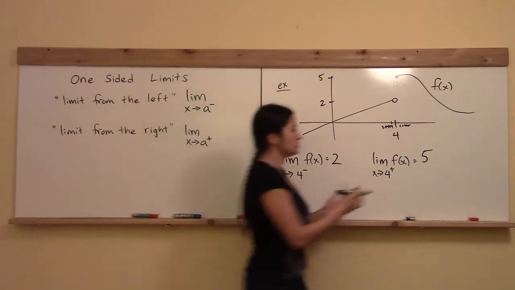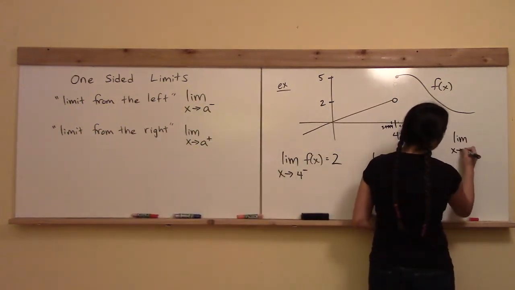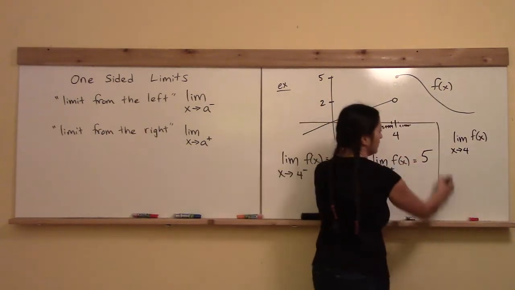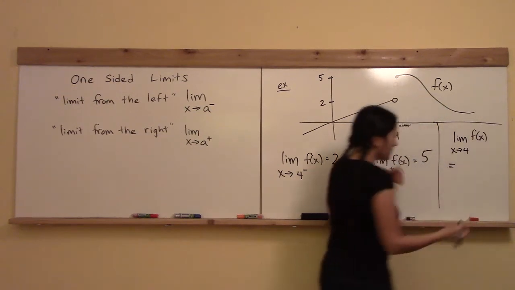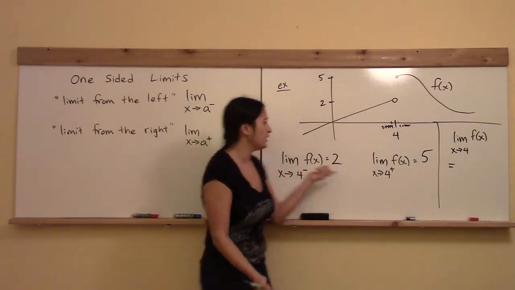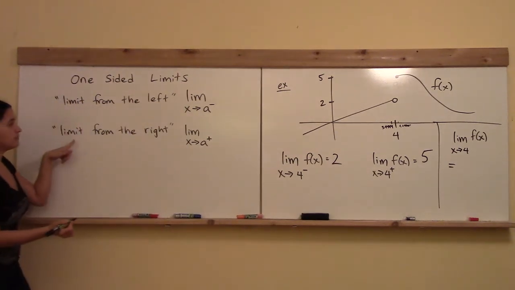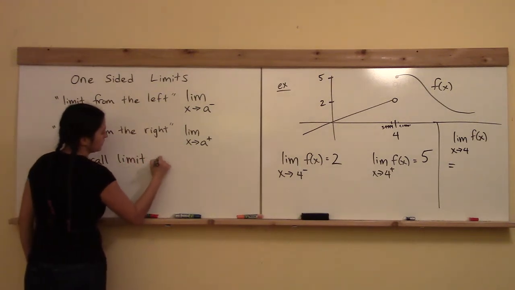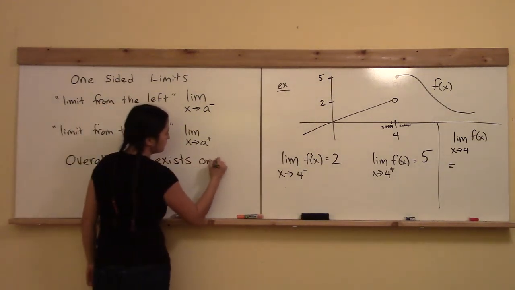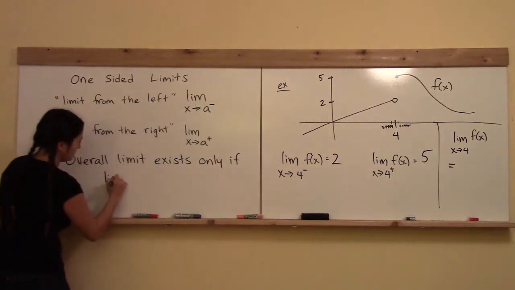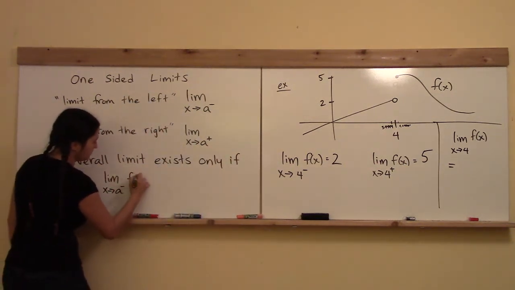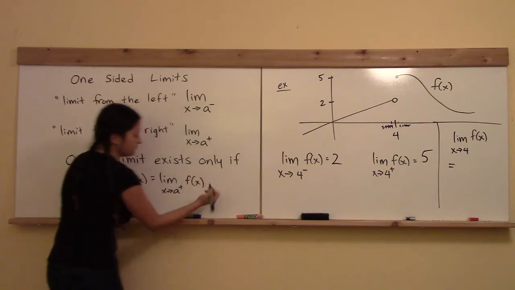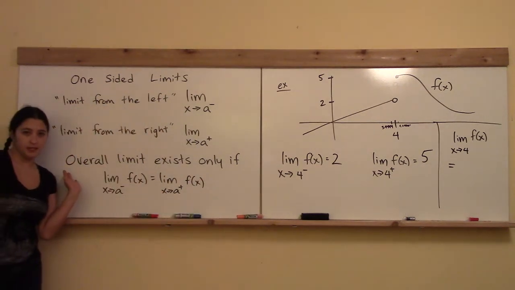But when I started talking to you, I was first introducing limits by asking what is the limit. This is what's called the overall limit over here. And the overall limit, what do you think it is? Well, I haven't told you enough yet. One thing you want to compare between the one-sided limits and the overall limit is that the overall limit exists only if the limit as x approaches a from the left is equal to the limit as x approaches a from the right. The overall limit is the limit that I started the lecture with.